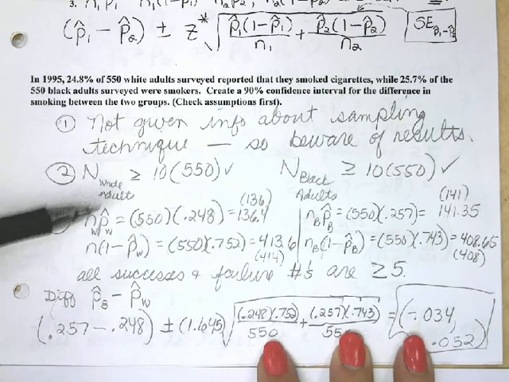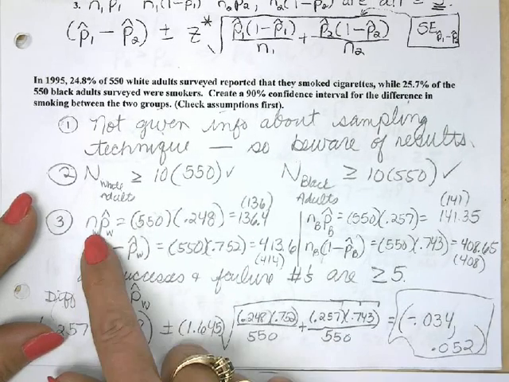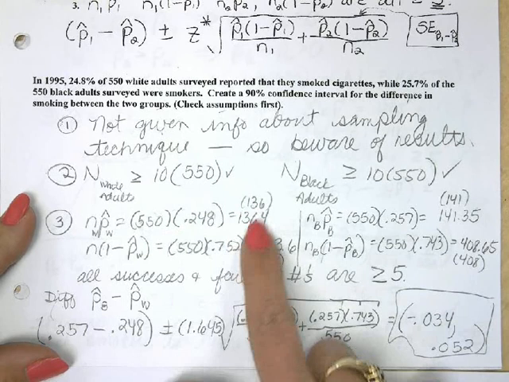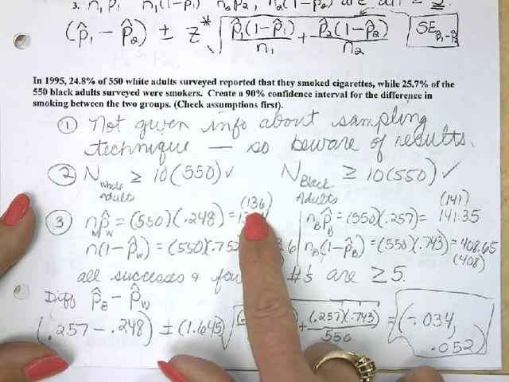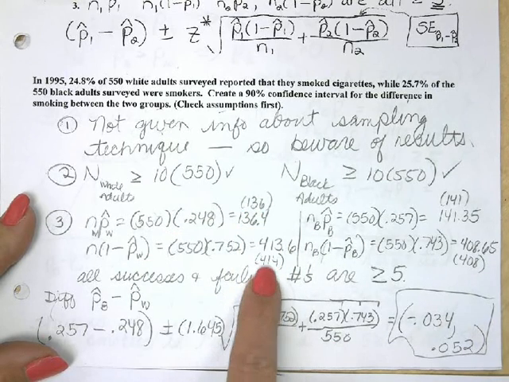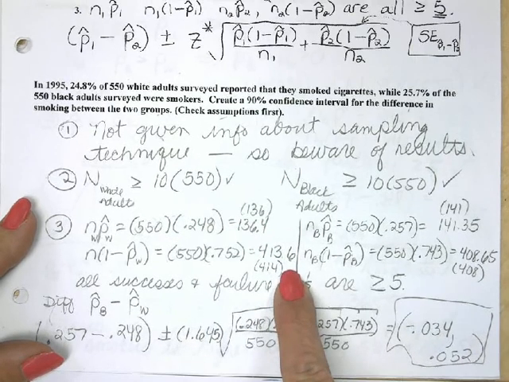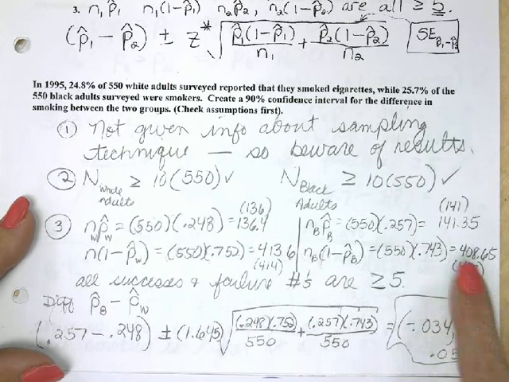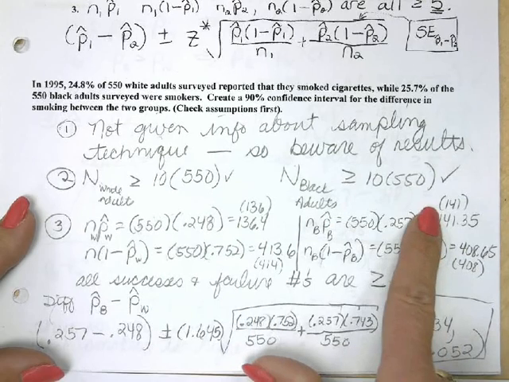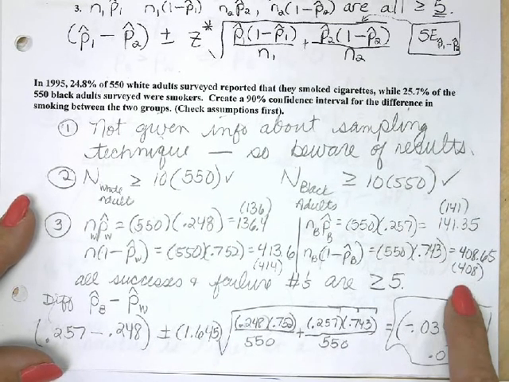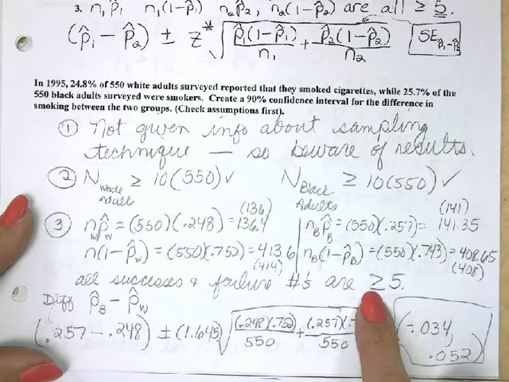Thirdly, we want to look: is our actual number of successes and failures at least 5? If I do a little multiplication here, in both cases I would anticipate that they must have had 136 successes and about 414 failures, because we know these would have to be actual numbers. If they were sampling from 550 people, it couldn't have 136.4. Likewise, same thing over here with the black adults. We must have had 141 successes and 409 actual failures.